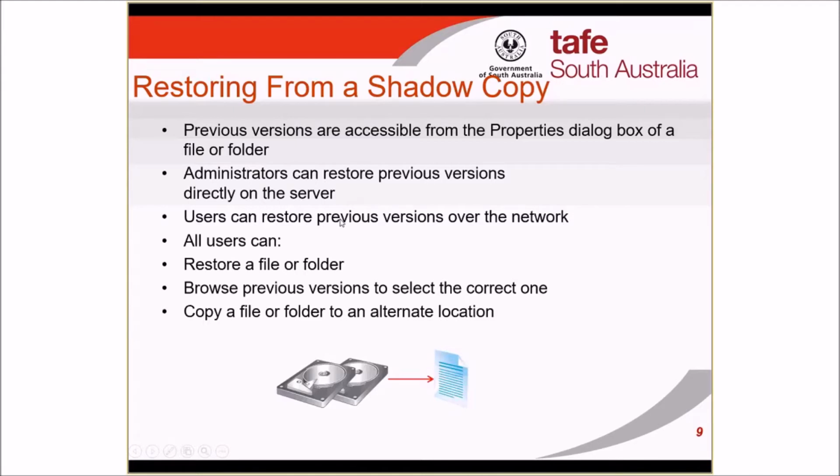So you don't have to bug the administrator if you want to check something. As a regular user, as long as you can access that file, you can restore that previous version over a network to your own computer and have a copy of that previous version. All users can restore a file or folder. All users can browse previous versions and select the correct one. All users can copy a file or folder to an alternate location, but the administrator can restore it directly on the server to the original location.